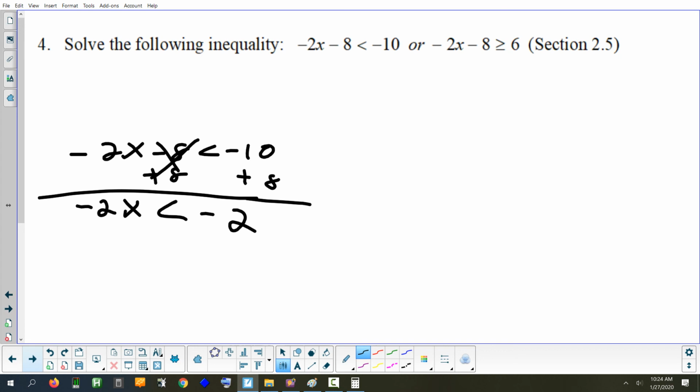All right. Now, what would my next step be? What's my next step? We got to be careful with this step, because something's going to happen here. Yep, then you divide by negative 2. Divide each side by negative 2.